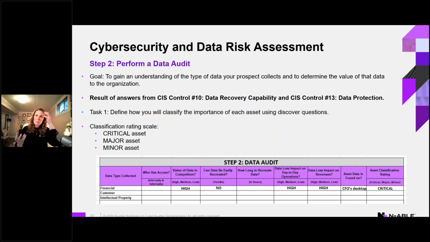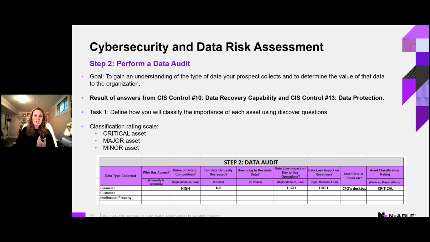Step 2 is where we are performing that data audit, so we can gain an understanding of the type of data that your prospect collects and determine the value of that data to the organization. And so this is, again, based on CIS control number 10 and CIS control number 13, data recovery and data protection. So this step actually stems from those 2 controls.